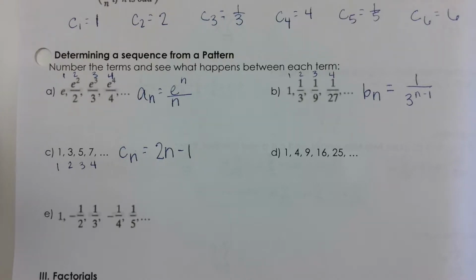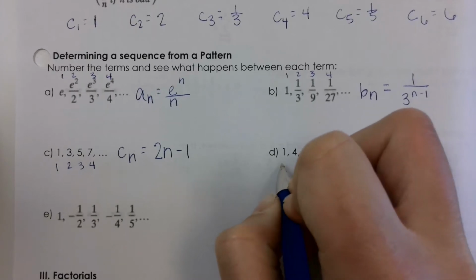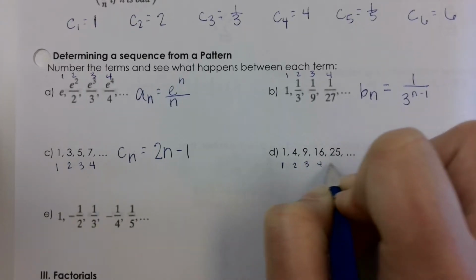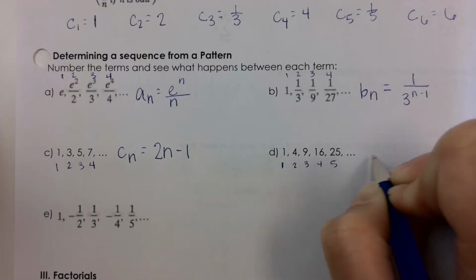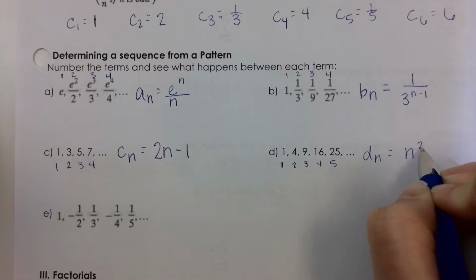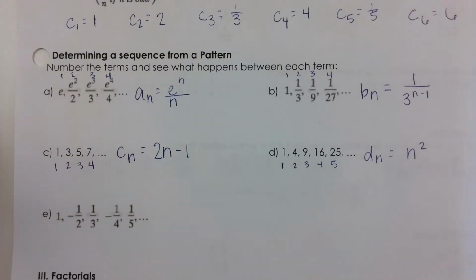Alrighty, so the next one we got 1, 4, 9, 16, 25. I think this is the easiest one. What do you think our pattern is? It's just squared, so we would just write what? N squared, awesome. Not hard, right?